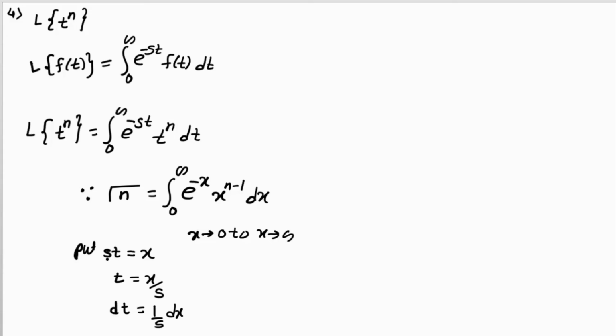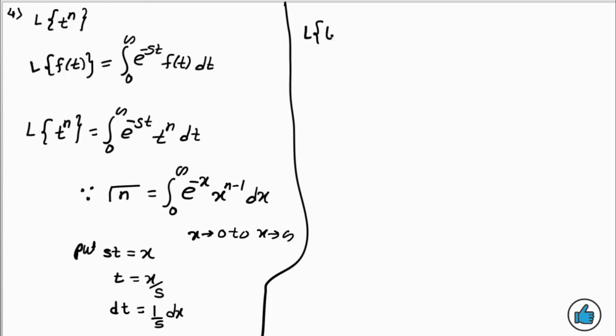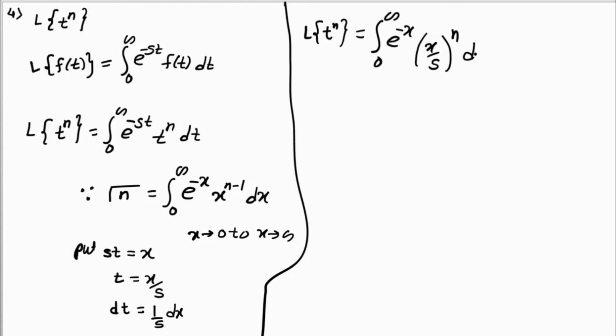When we put t equal to infinity, x is also infinity. So the limit of x is 0 to infinity. Therefore our integral, Laplace of t raised to the power n, equals integral 0 to infinity e raised to the power minus x, and t is x by s, raised to the power n, dt is dx by s.